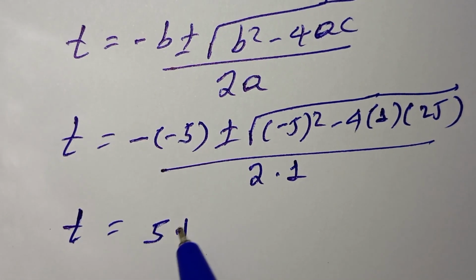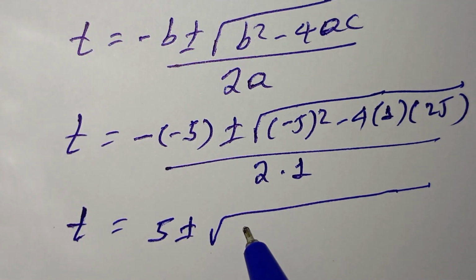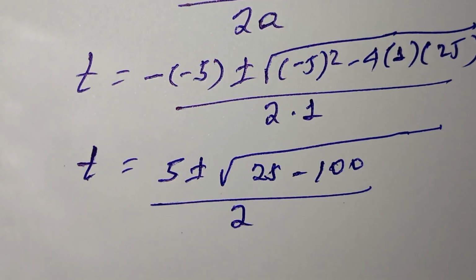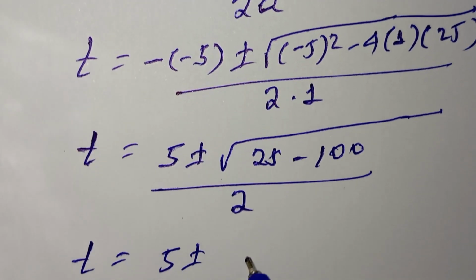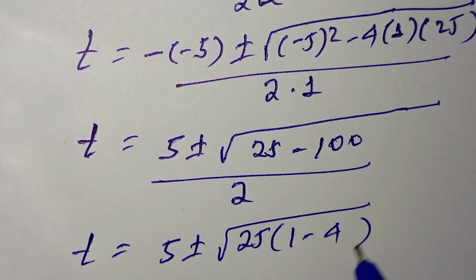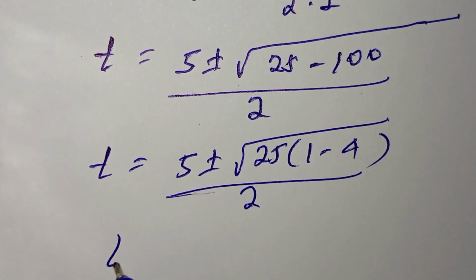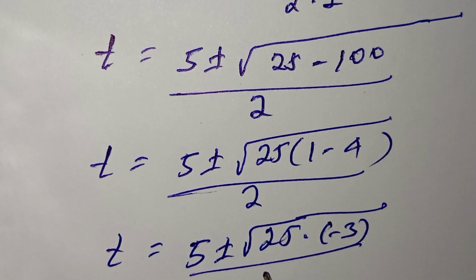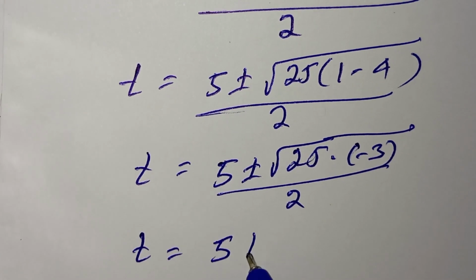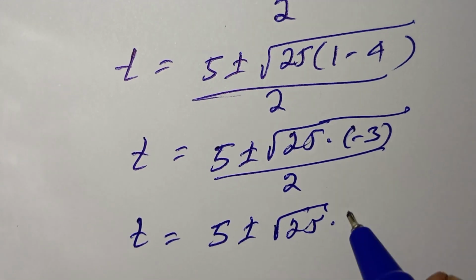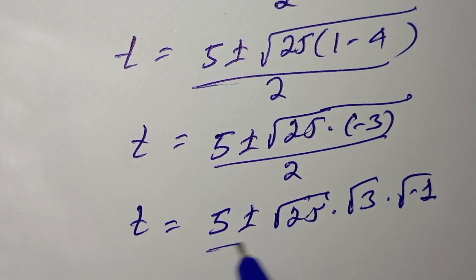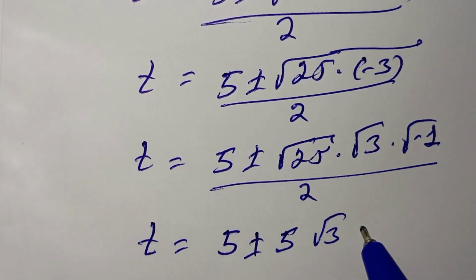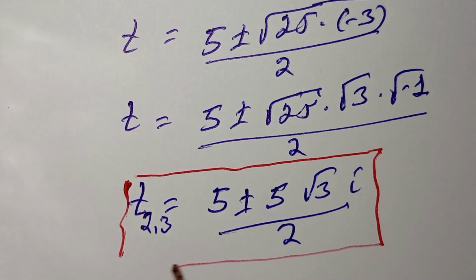t is equal to 5 plus or minus under radical 25 minus 100 over 2, or this t is equal to 5 plus or minus under radical 25 times 1 minus 4 over 2, and this is same as t equal to 5 plus or minus under radical 25 times minus 3 over 2, and this is same as t is equal to 5 plus or minus under radical 25 times under radical 3 times under radical minus 1 over 2. t is equal to 5 plus or minus 5 root 3i over 2. This is the second solution.